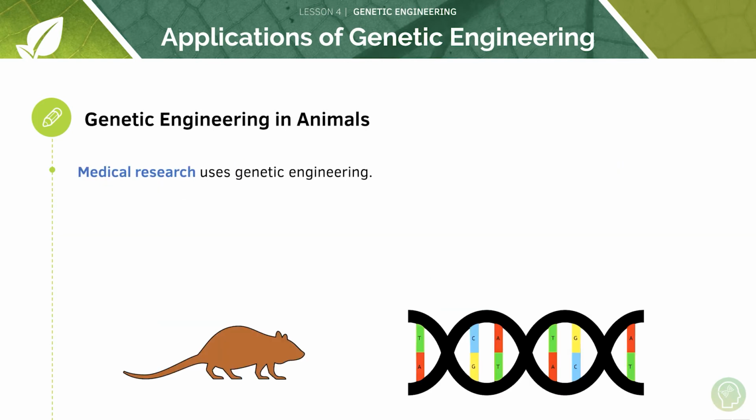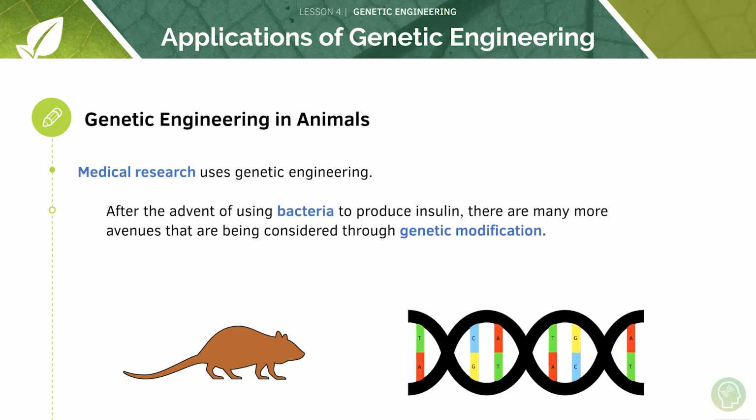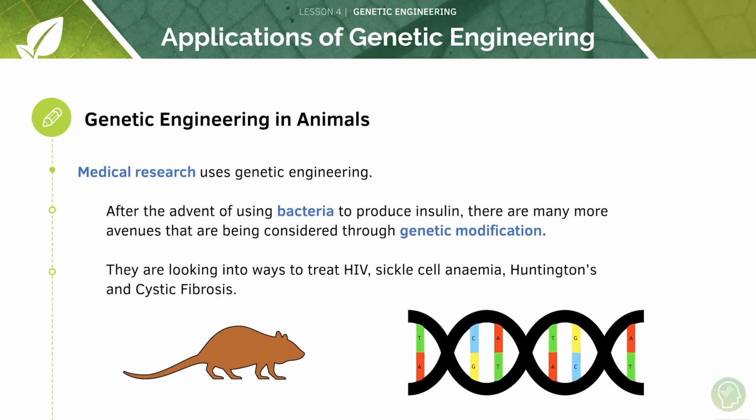Medical research also uses genetic engineering. After the advent of using bacteria to produce insulin, there are many more avenues that are being considered through genetic modification. For example, we can use genetic modification to treat HIV, sickle cell anemia, Huntington's and cystic fibrosis. So lots of genetic diseases may actually have the potential to be cured or treated in this way.